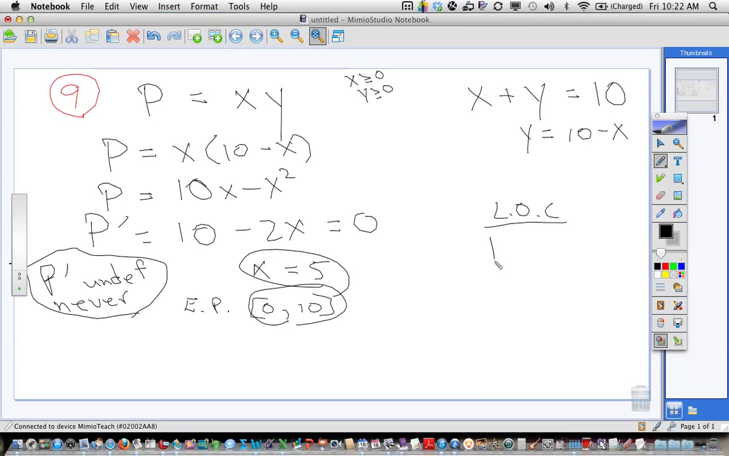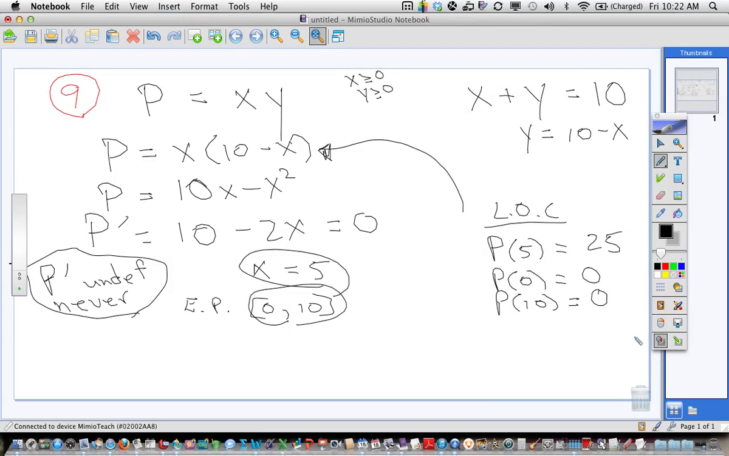All right, so we're going to plug those back into the original. We're going to do P of 5, P of 0, and P of 10, the product when x is each of those things. It doesn't really matter, but this would be a pretty simple version to plug into. So 5 would be 5 times 5. 0 would be 0 times 10. 10 would be 10 times 0. So the question was, what is the max product? And that's the output, which is 25.